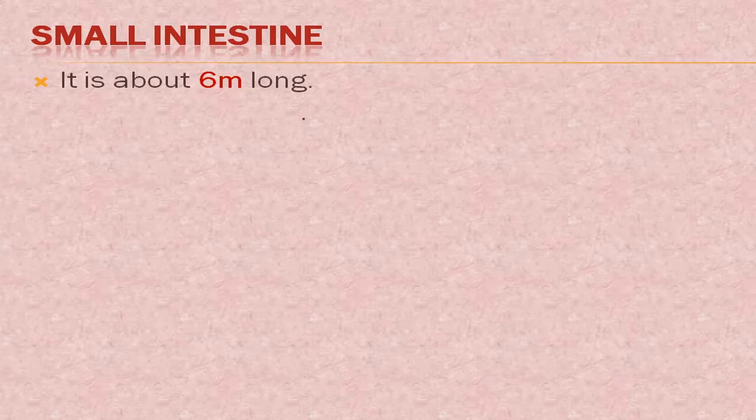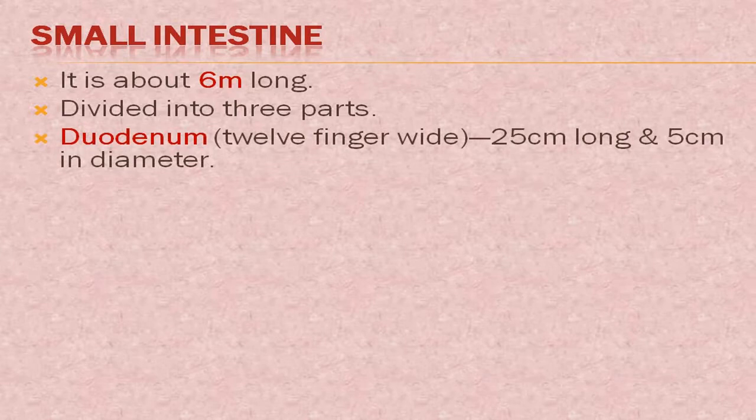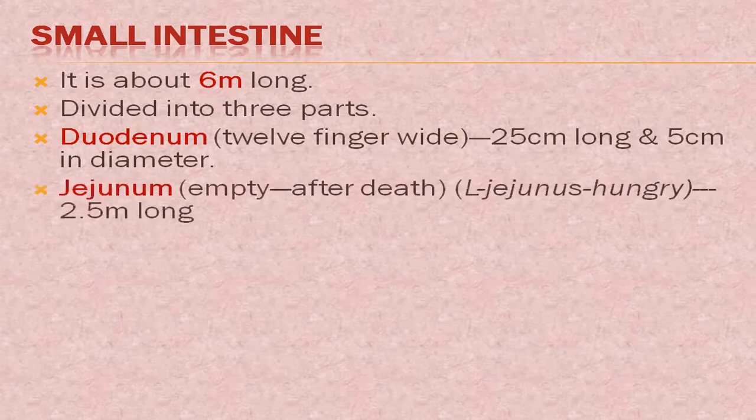What is small intestine? It is about 6 meters long and divided into 3 parts. It is called small intestine because its diameter is smaller than the large intestine, but it is longer as compared to large intestine. Its first part is duodenum. Duodenum means 12 finger wide because it is 12 finger wide in length and about 25 centimeter long and 5 centimeter in diameter. Second part is jejunum.